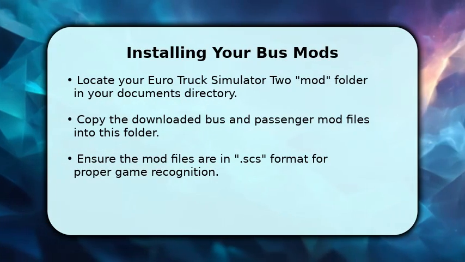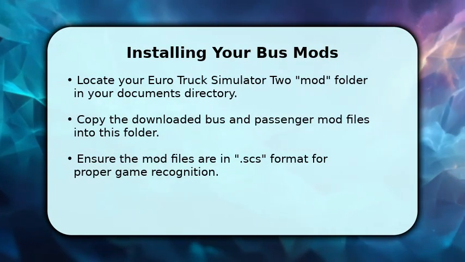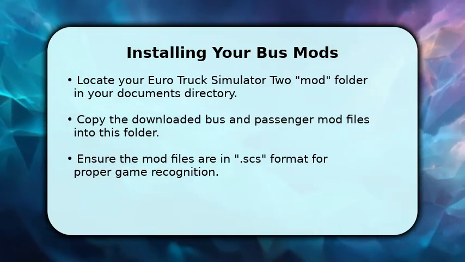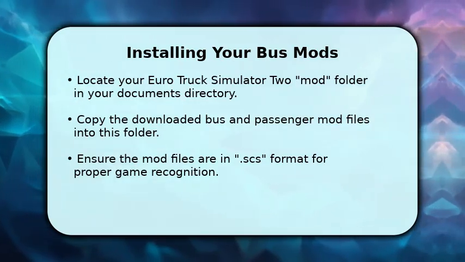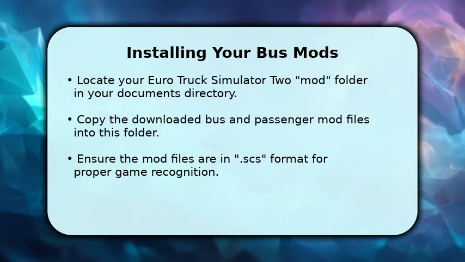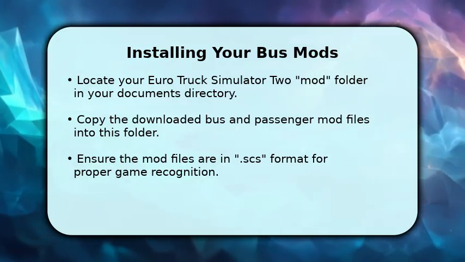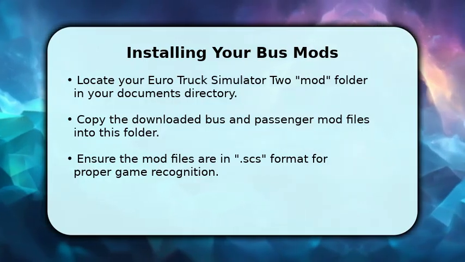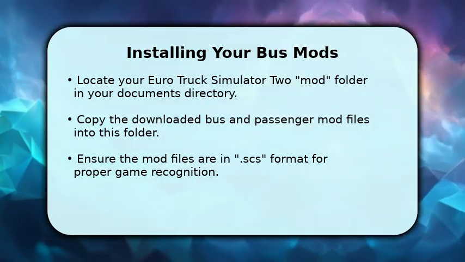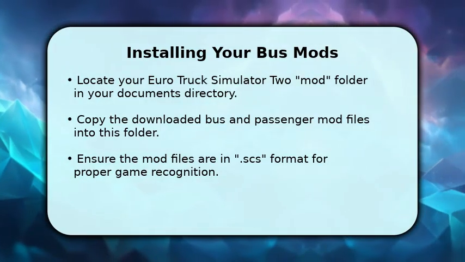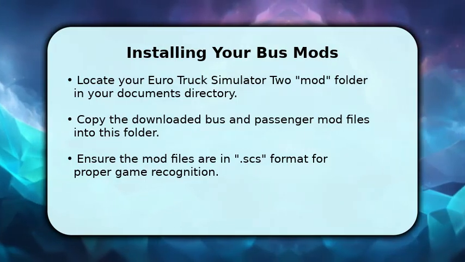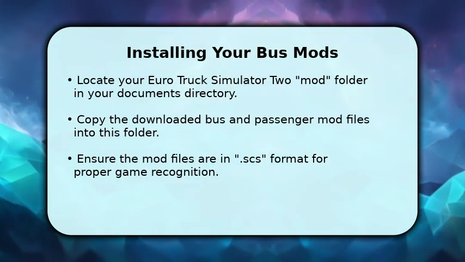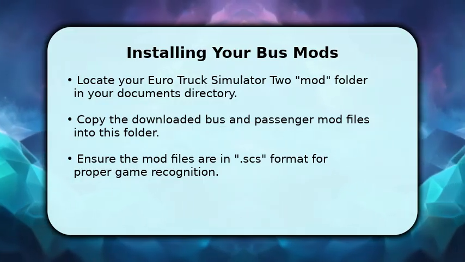Now let's get those mods installed. Open your Documents folder, then navigate to Euro Truck Simulator 2 and find the mod folder. This is where all your game modifications reside. Take the downloaded bus mod and passenger mod files, which should be in the SCS format, and simply drag and drop them into this mod folder. It's a straightforward process, usually taking less than 1 minute. Make sure both files are present for the complete experience.